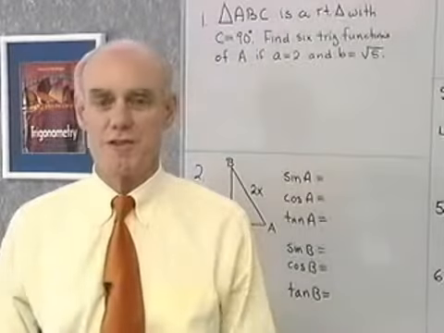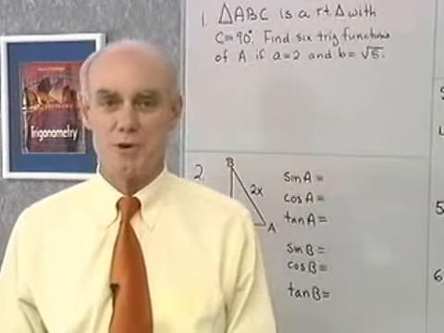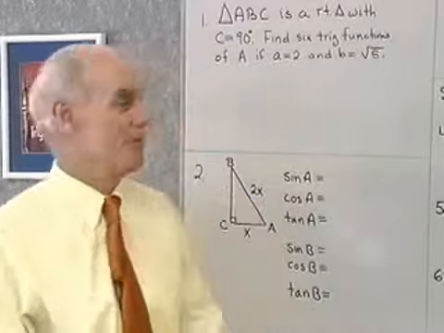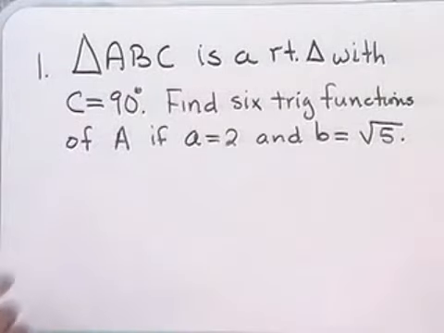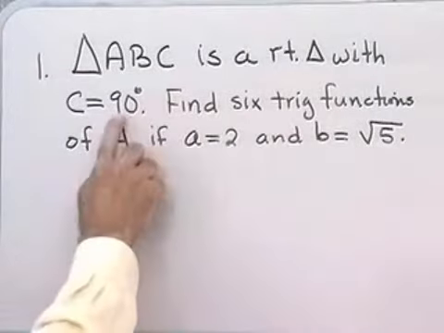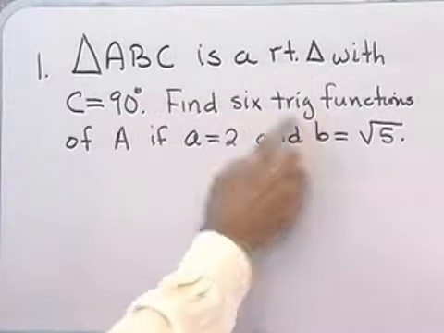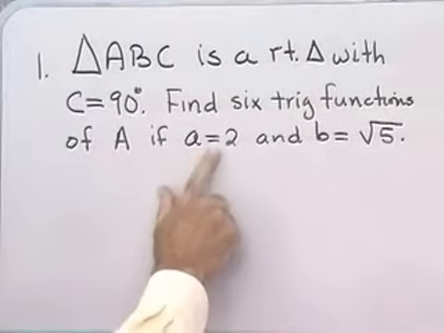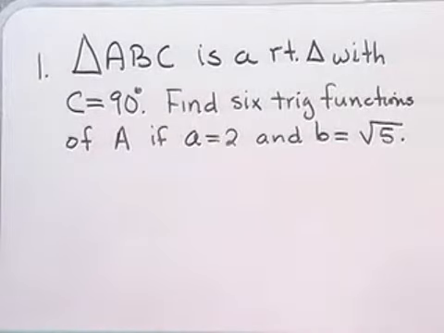We want to use our second definition for the trigonometric functions to work some problems. Our first one involves a right triangle. It says triangle ABC is a right triangle with C equal 90 degrees. Find the six trigonometric functions of angle A if side A is 2 and side B is square root 5.